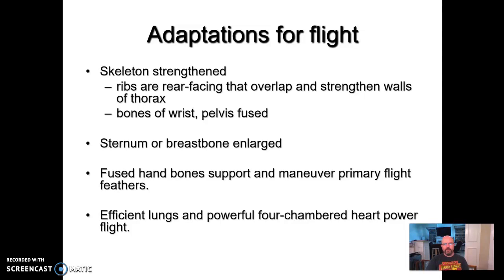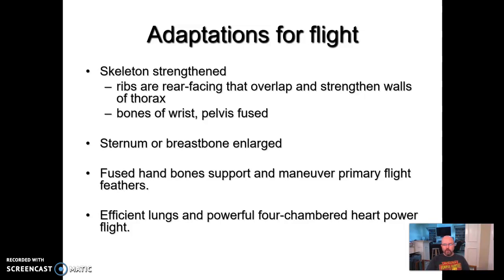The sternum, or breastbone, is enlarged, like that sternal keel that allows the breast muscles, the pectoral muscles, to have big attachment spots. Fused hand bones support and maneuver the primary flight feathers, the ones extended out at the ends of their wings, and the alula feathers allow them to maneuver around a little bit. Efficient lungs and a powerful four-chambered heart power their flight.